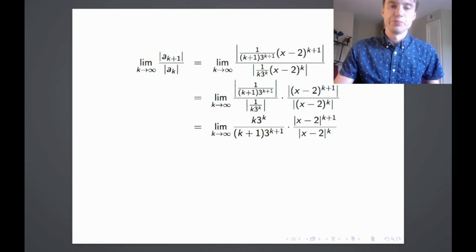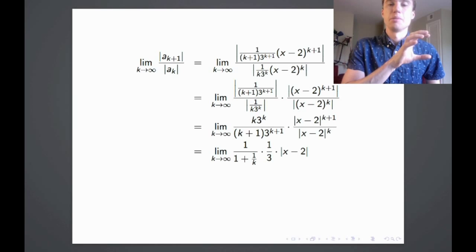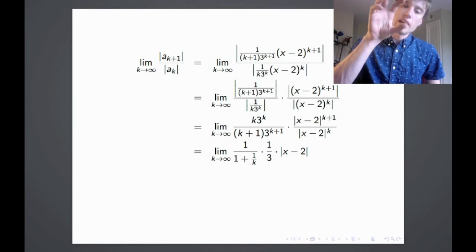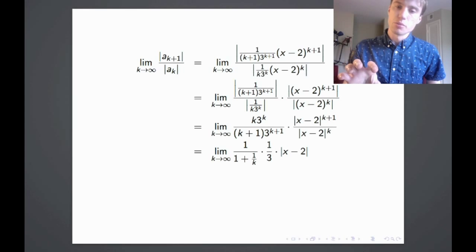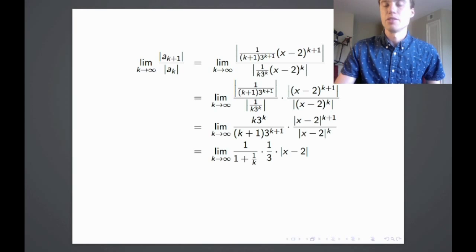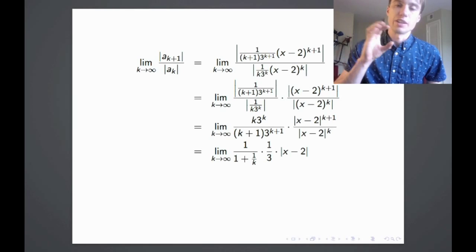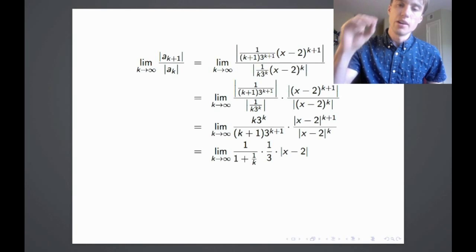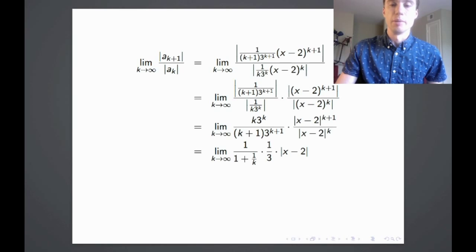Now, we can simplify this as follows. By grouping the k over k plus 1 together, this simplifies to 1 over 1 plus 1 over k. We have 3 to the k in the numerator and 3 to the k plus 1 in the denominator. This simplifies to 1/3. Analogously, the final term simplifies to the absolute value of x minus 2 because there are k plus 1 copies in the numerator and only k copies in the denominator.